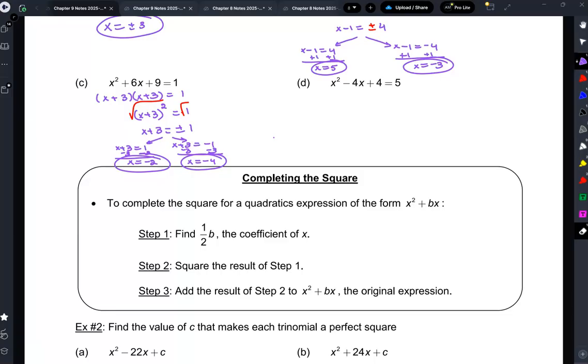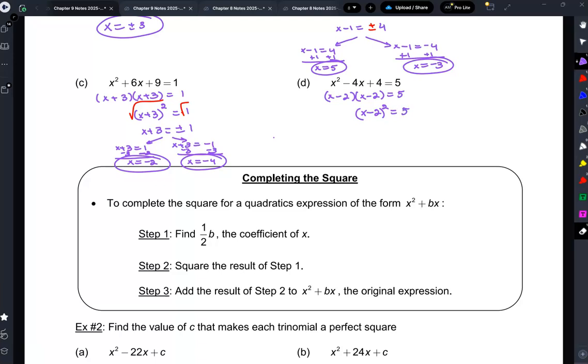So now let's do this one. x squared minus 4x plus 4. Okay, so let's factor. x. What two numbers add to negative 4 but multiply to positive 4? Negative 2 and negative 2. So negative 2, negative 2. But look, I need to write this like this.